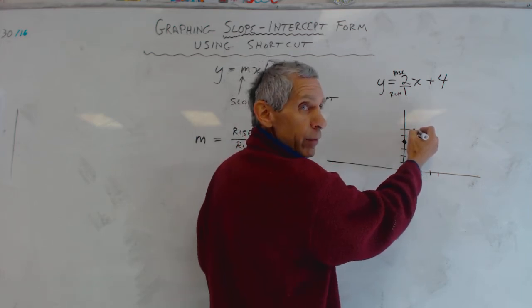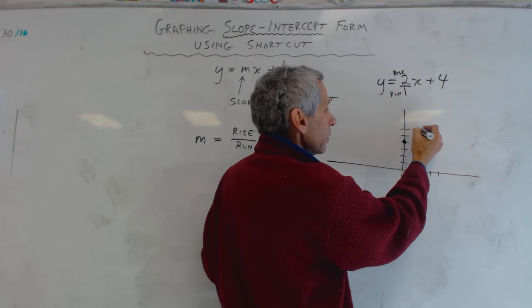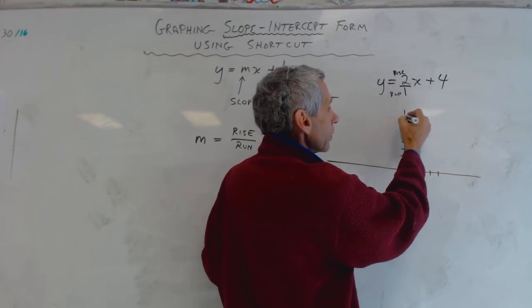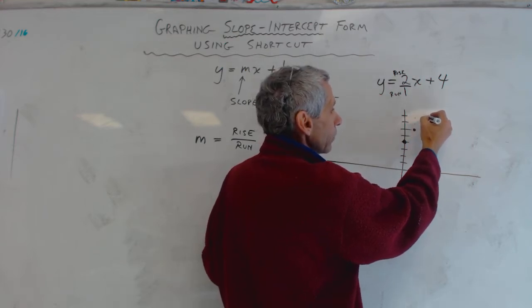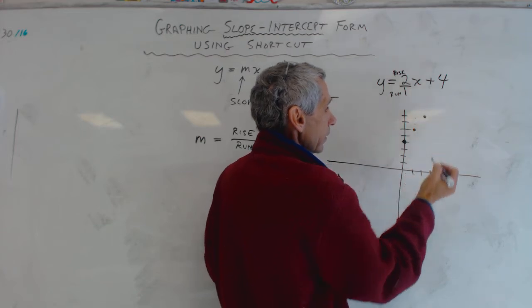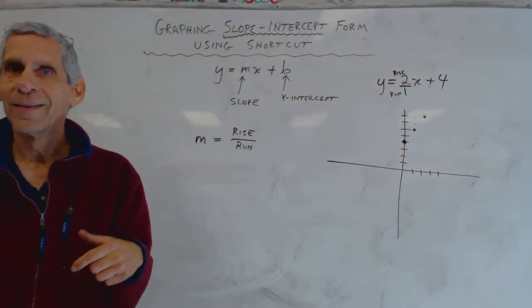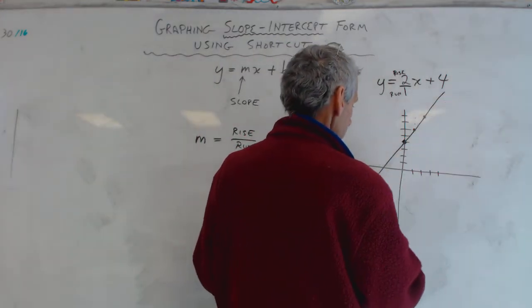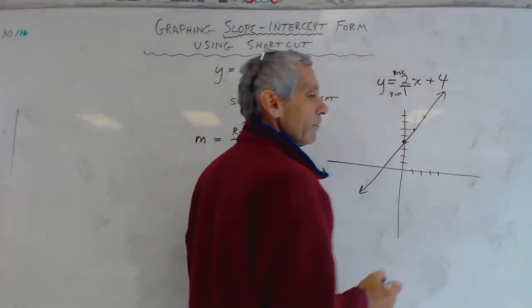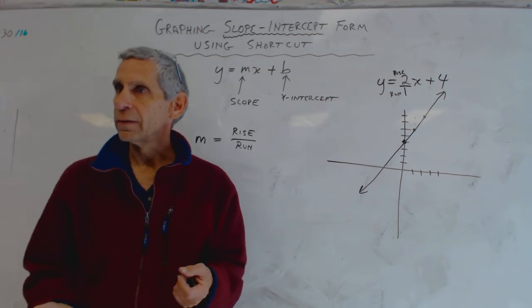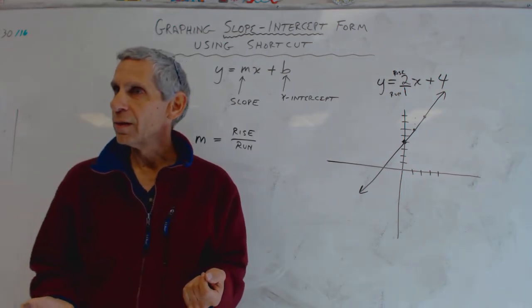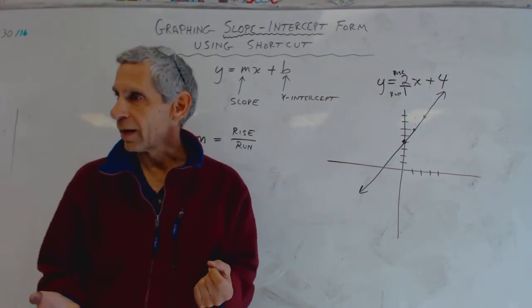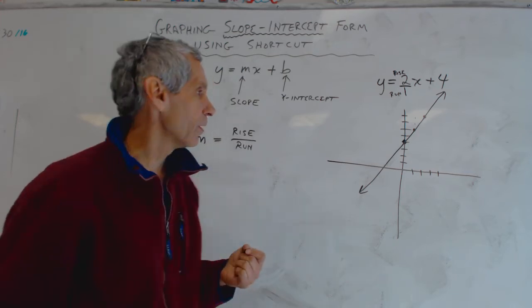And just for the fun of it, I'm going to rise 2 more and put another dot. Rise 2 more, and then run 1 and put another dot. And look at that, I have 3 points in a straight line, and I can draw my line, and I have now graphed that graph. Isn't that cool? It's so much easier, right? So much easier.